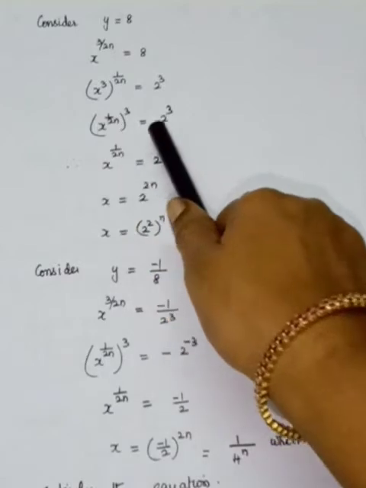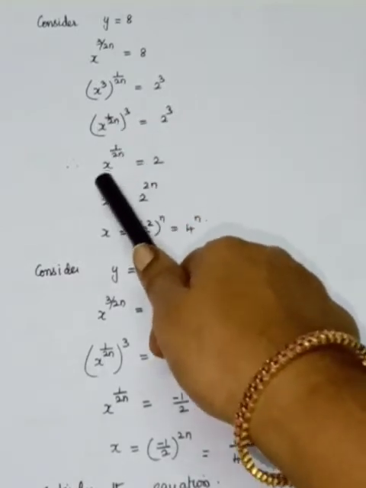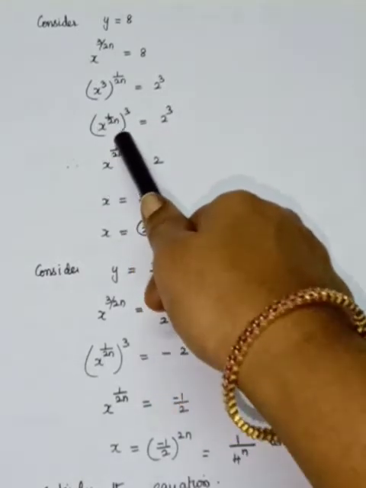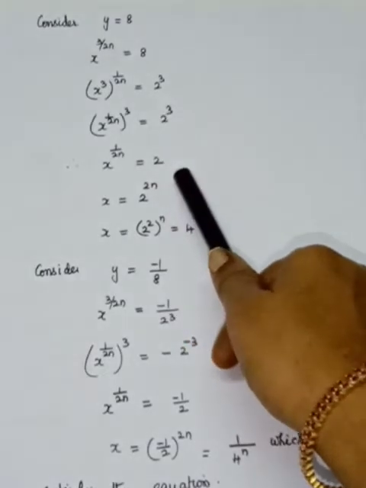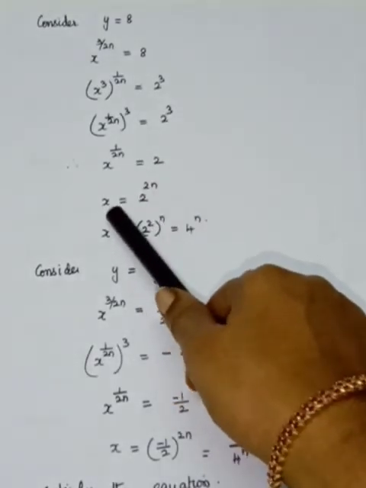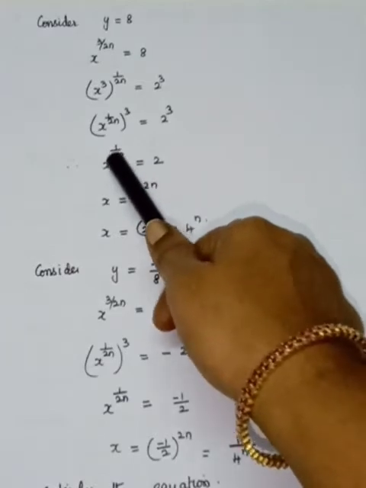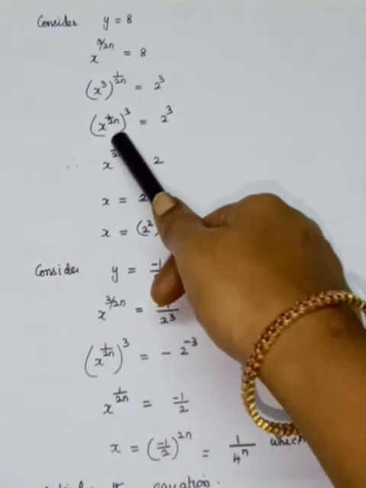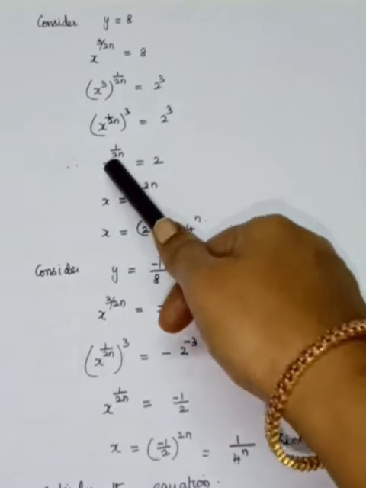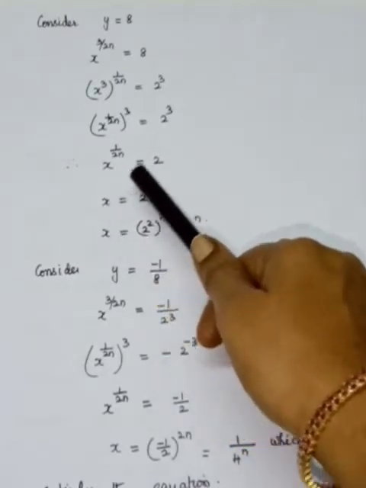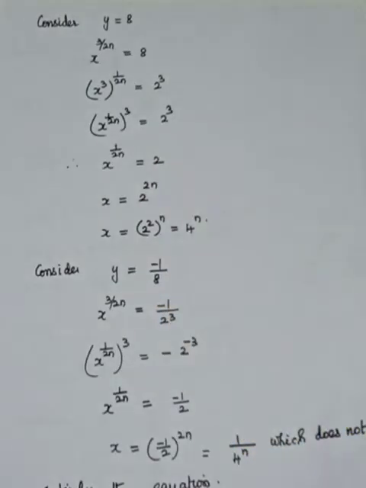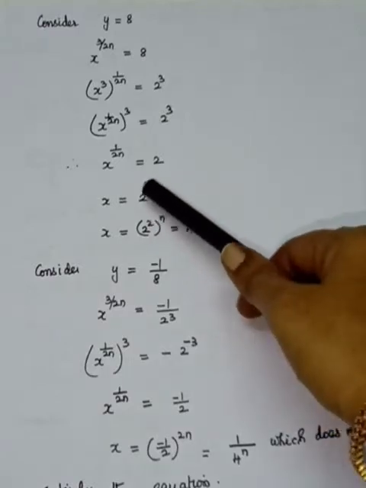So here also 2 power 3. So we can equate the base. x power 1 by 2n is equal to 2. If you have to find the value of x, you raise to the power 2n, so the power becomes 2n by 2n, which gets cancelled, and you get x. This side also you have to raise to the power 2n, so you will get 2 power 2n.